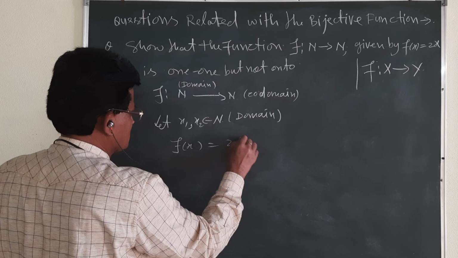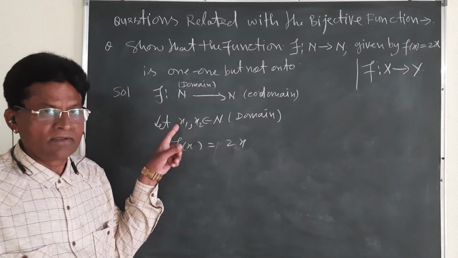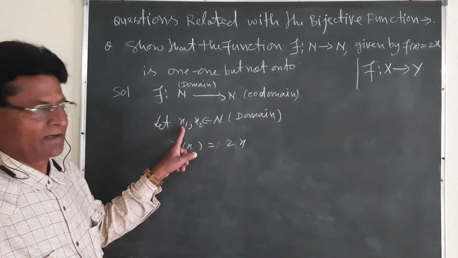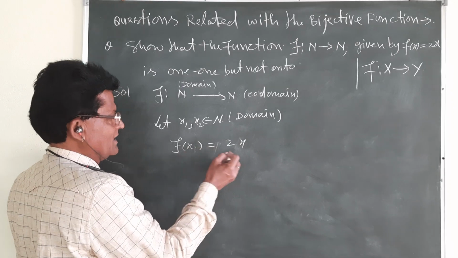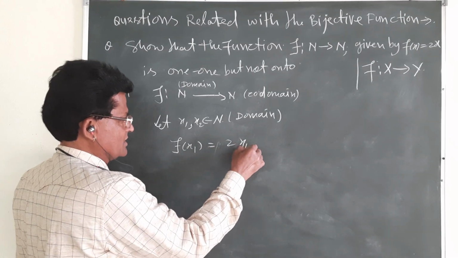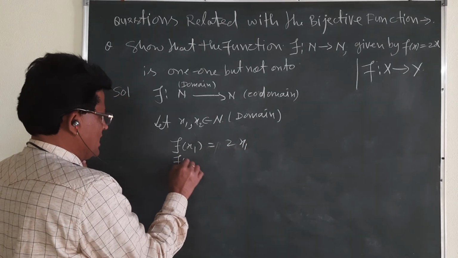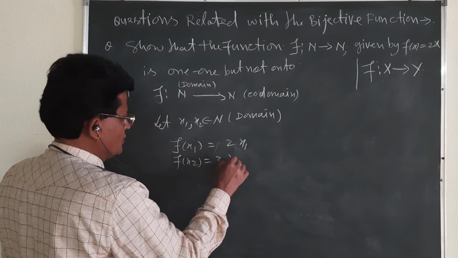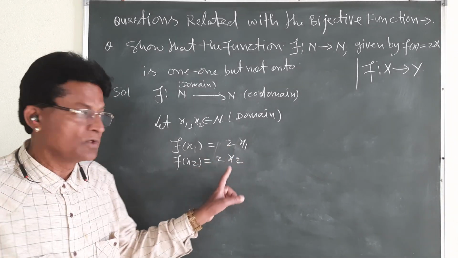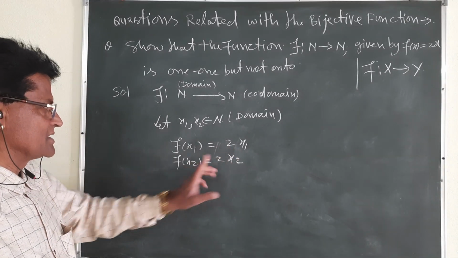f(x) = 2x. But first of all we will take the natural number x1. That is why I am going to put here x1, and here also x1. Secondly, f(x2) will be 2x2. See carefully, this is 2x1 and this is 2x2.